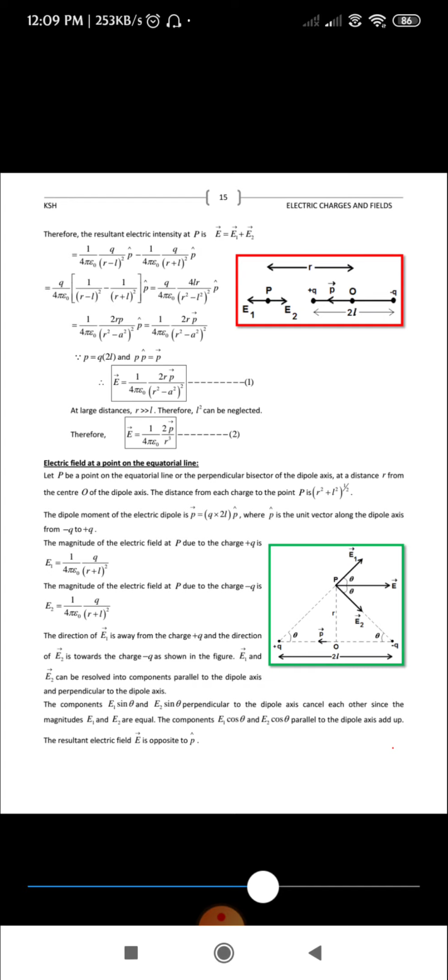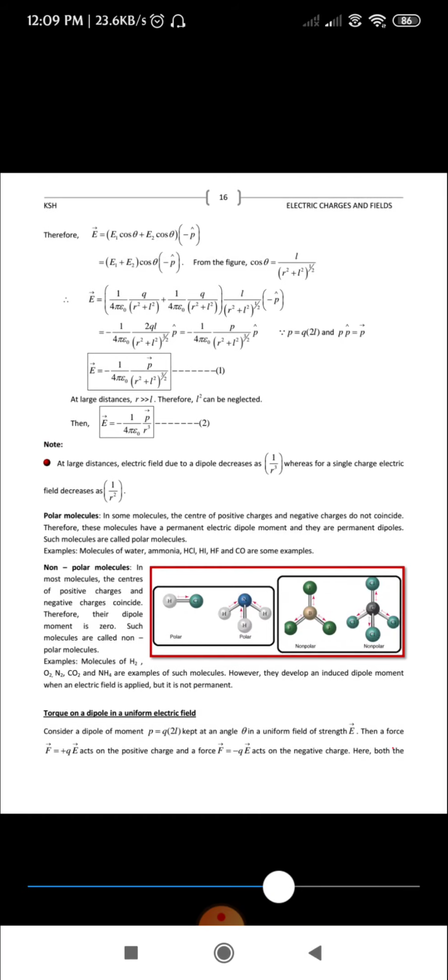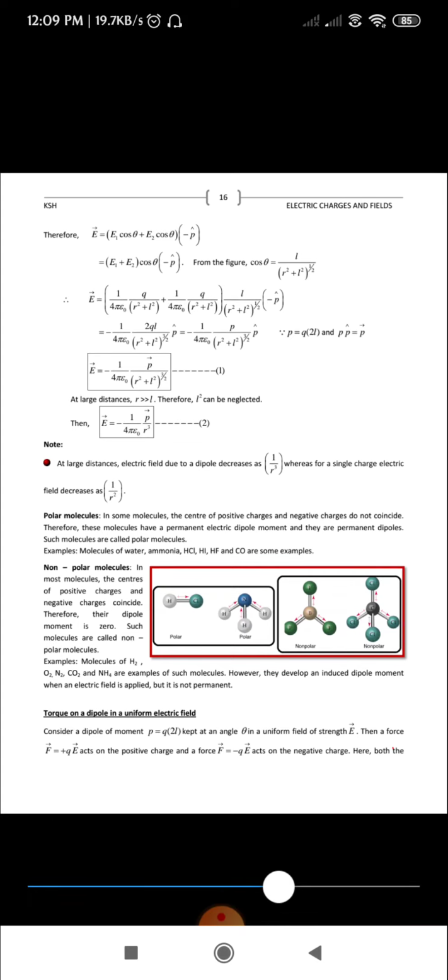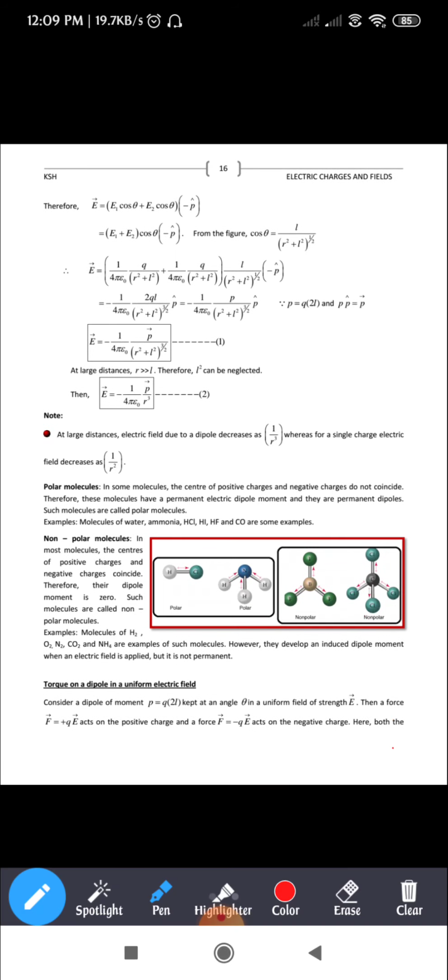When you resolve E1 and E2 into two components, the sine components of E1 and E2 get cancelled. What is left is the cos theta component of E1 and E2, so both get added up. By mathematics we add them, and by simplification we get vector E equal to minus 1 by 4 pi epsilon naught into vector P divided by (r square plus l square) to the power of 3 by 2, which is denoted by equation 1.